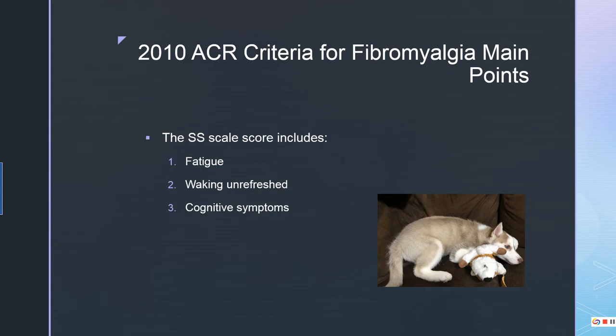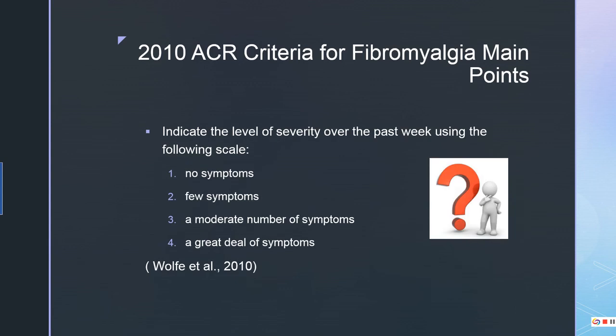The symptom severity scale score includes fatigue, waking unrefreshed, and cognitive symptoms. For each of the 3 symptoms in the symptom severity scale, indicate the level of severity over the past week using the following scale. 1, no symptoms. 2, few symptoms. 3, a moderate number of symptoms. And 4, a great deal of symptoms.